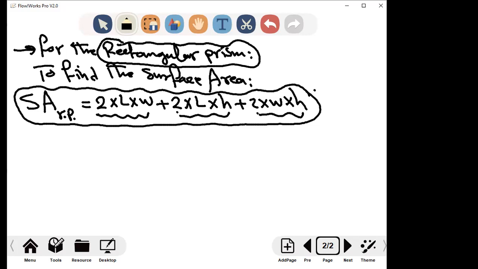2 by length by width, 2 by length by height, 2 by width by height. It's easy, simple like that. This is different from what we took in the previous lesson. The previous lesson, volume. Here what we have, surface area. They are different, okay? But let's take an example.